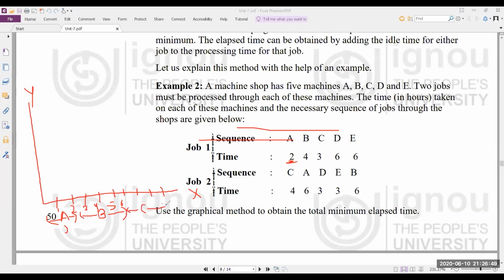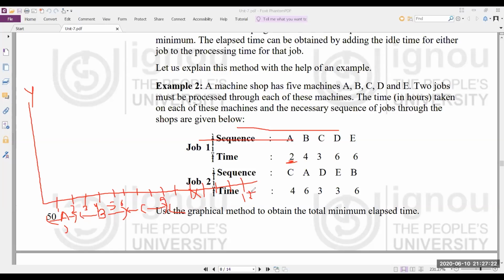machine C. Now again we have to draw 6. 1, 2, 3, 4, 5, 6, and it will be 6 and 6. I think it is 12. No. Yes, 6 and 3. 6, 3, 1, 2, 3, 9. 9 and 6. 9 and 6 is 15.